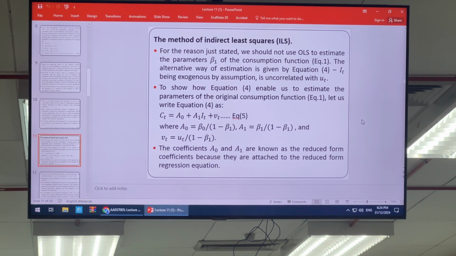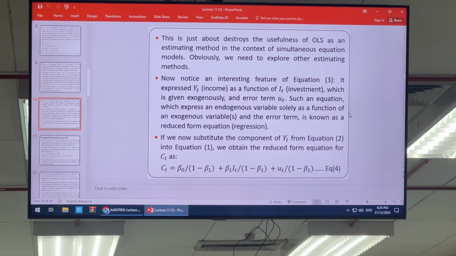Alright, so the method of indirect least squares. For the reason just stated, we should not use ordinary least squares to estimate the parameter beta 1 of the consumption function in equation 1, the first equation. The alternative way of estimation is given by equation 4. Because it only has the regressor IT, that is exogenous by assumption, it is uncorrelated with UT. Okay, so this equation only has IT, and because IT is exogenous, it is not correlated with UT. Then we can use ordinary least squares for this one.